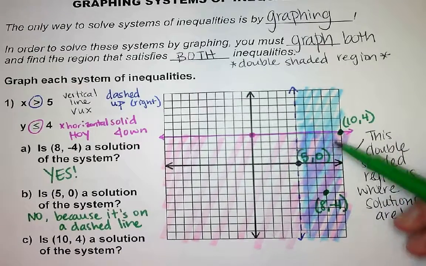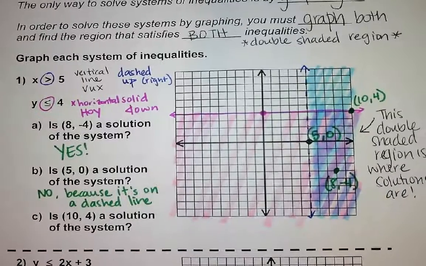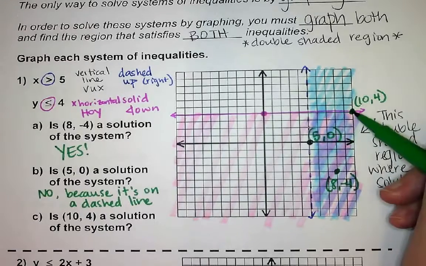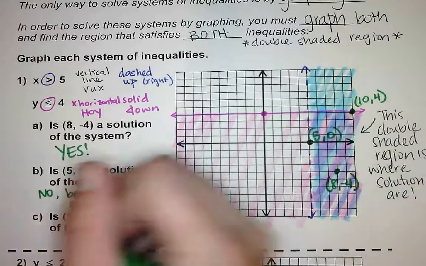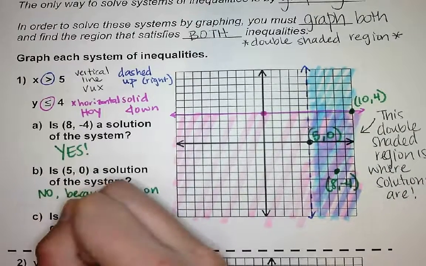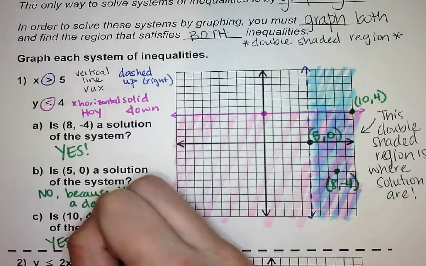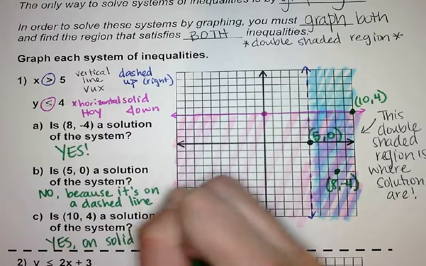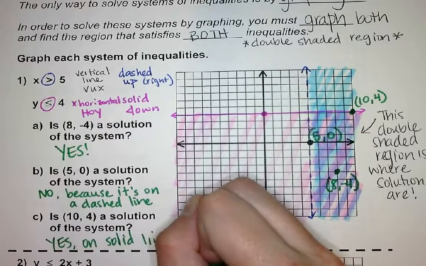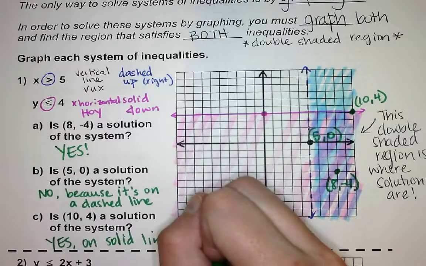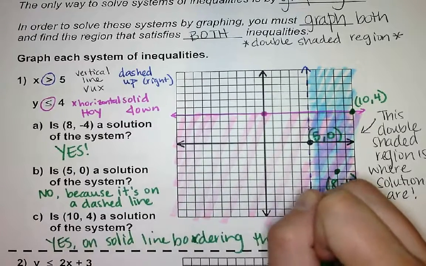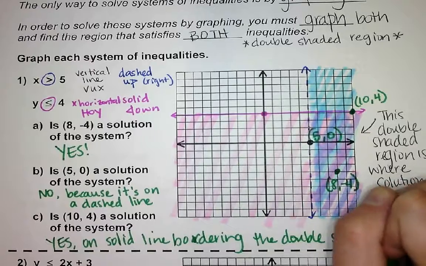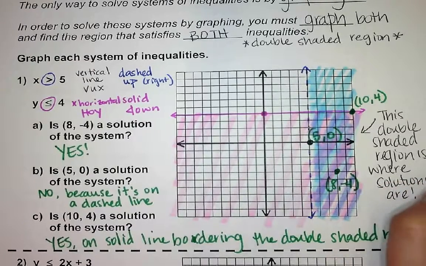Does it border the double shaded region? Is it next to the double shaded region? It is. This 10-4 is right next to our double shaded region. So this one is yes. So it's on a solid line bordering, there we go, bordering the double shaded region.